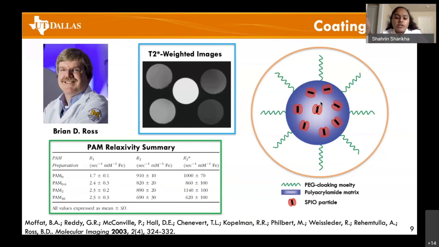And they observed that it increased the R2 values, which means it helped increase the MRI sensitivity to these contrast agents. And an important thing to note about this is that it's a little different from the others because with the matrix, you can incorporate multiple iron oxide particles or crystals in it, which helps to increase the magnetization effect it has on the protons. And so that's one way that they've used this coating to help.